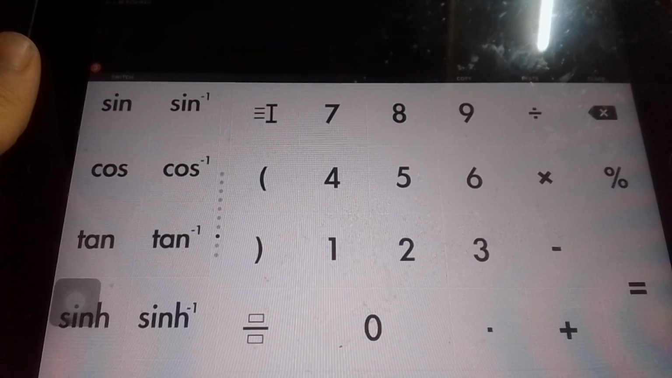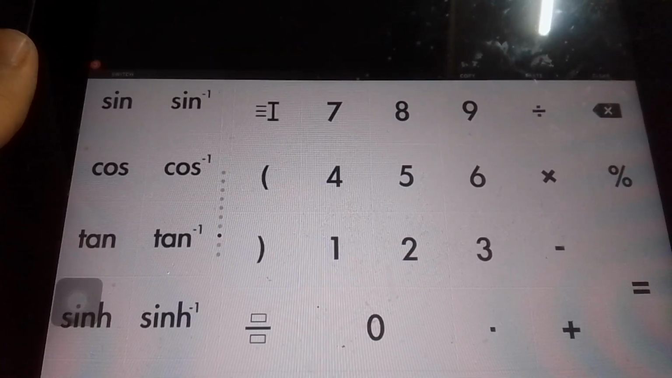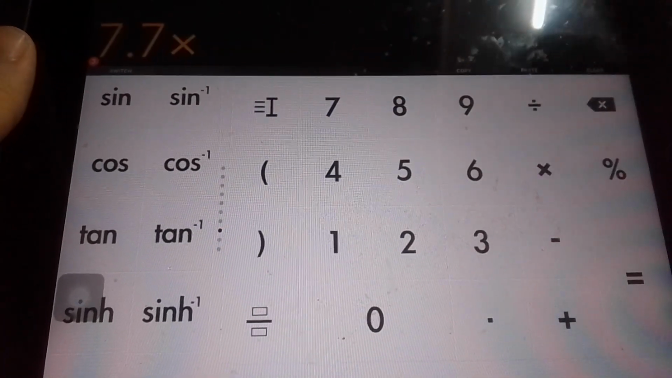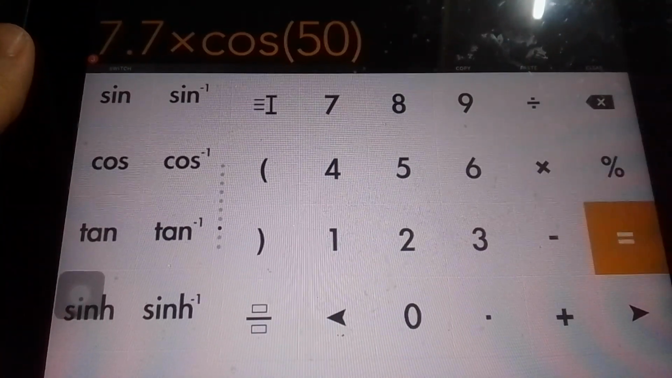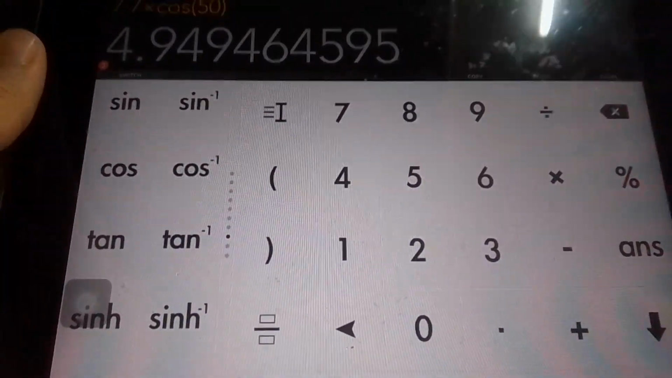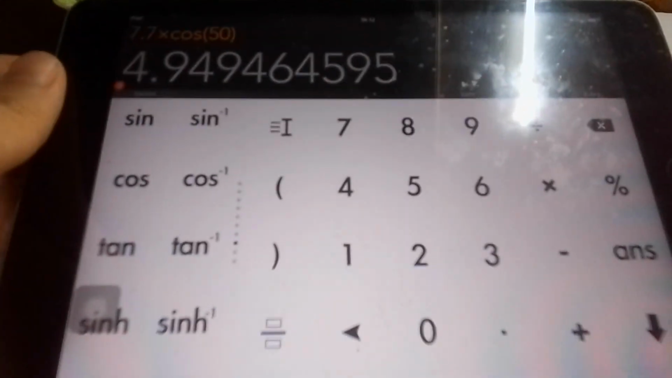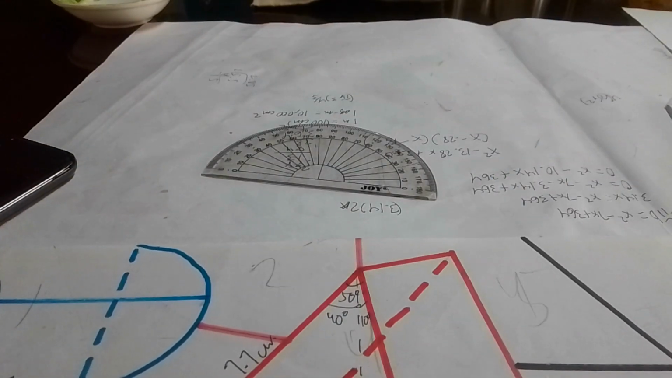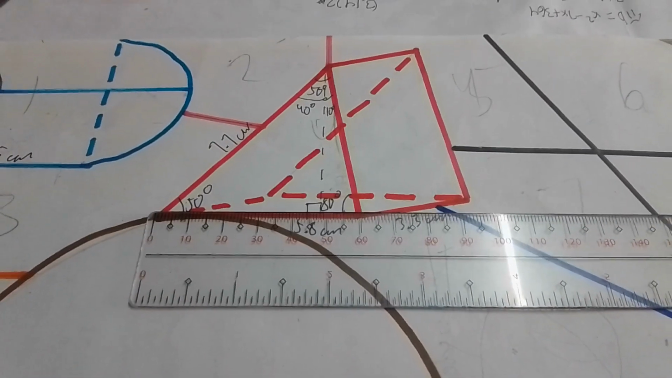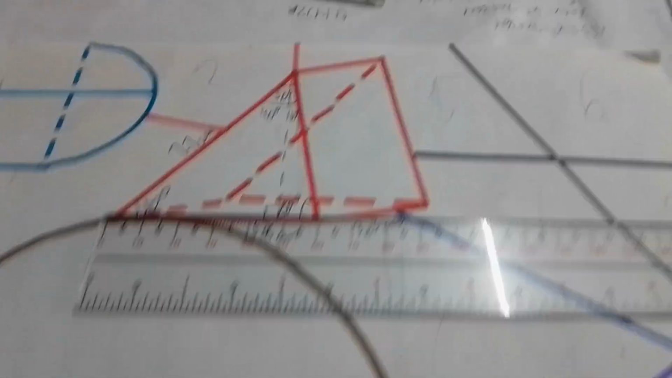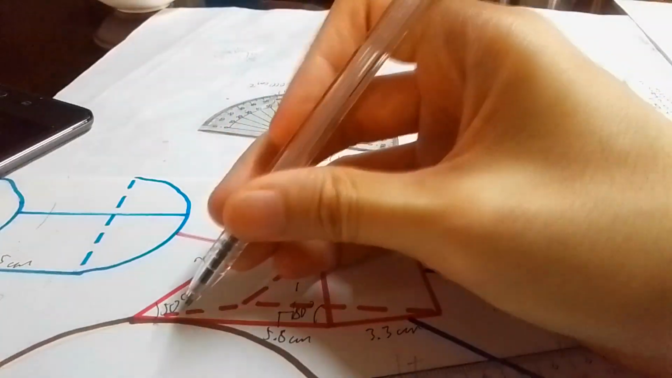Now, we plug this into our calculator so we can get the answer. Okay, so this is our calculator. So, therefore, what we did is this. 7.7 times the cosine of 50 degrees. And we should get an answer of 4.94. Or you can simply round it off to 4.95. So, 4.95, okay? To double check with your ruler, yeah, it's close to 5. It's already close. So, therefore, it's 4.95.